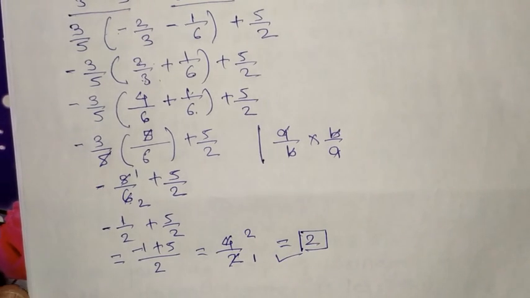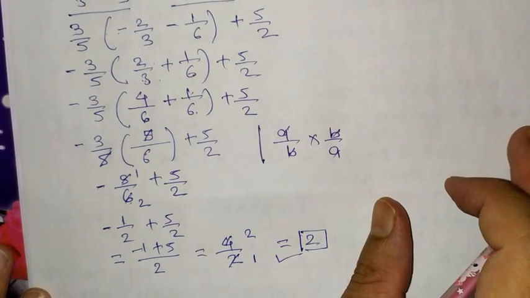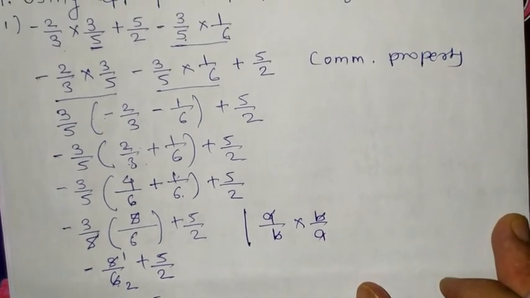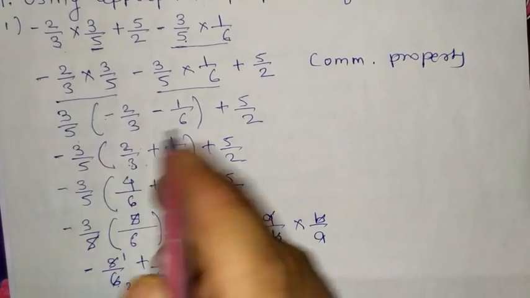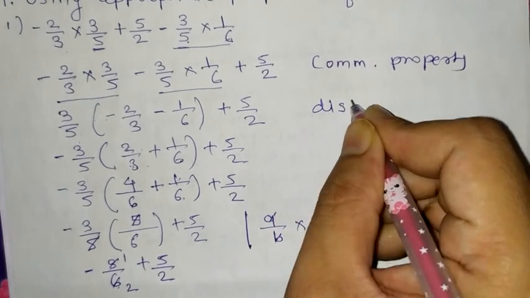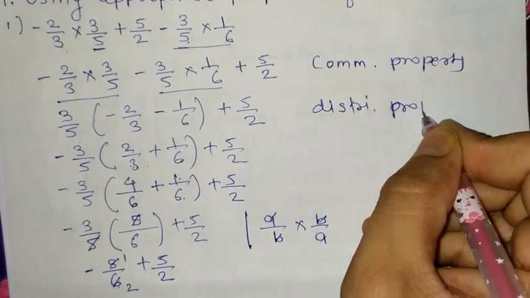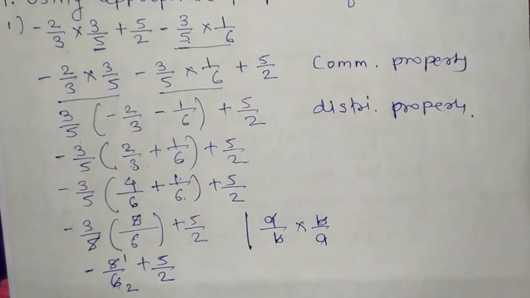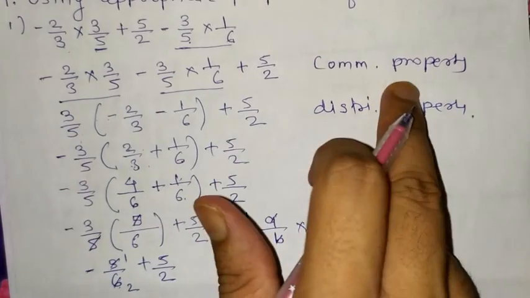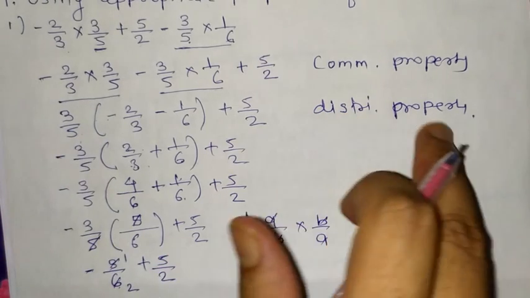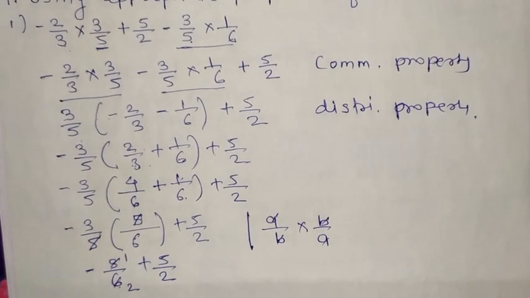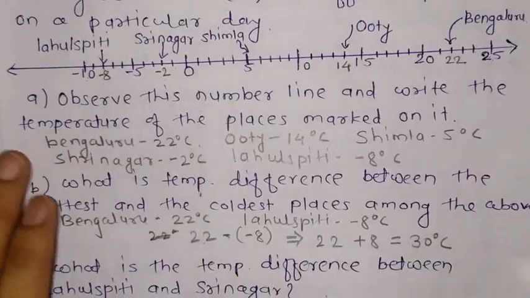So in this example we have applied commutative and the distributive property. Here we used commutative, and here we kept the number common, 3 by 5, so here you can write distributive property. So we used two properties, commutative and distributive. Whenever you change the order, it is commutative property, and whenever you keep something common, that is known as distributive property. You can mention it while solving the example. Now we go on to the next example.